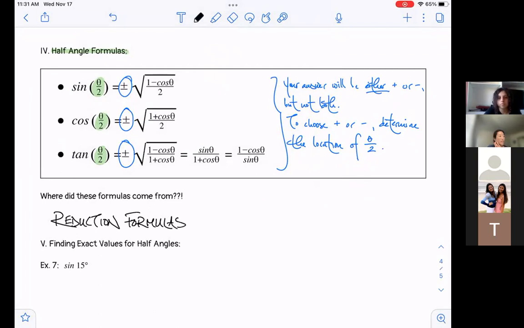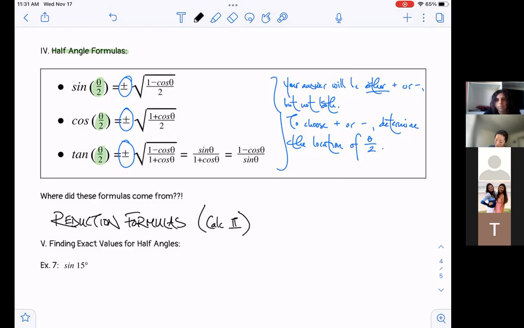All right, these come from the reduction formulas, which again, you will use in Calc 2. I'll tell you what the reduction formulas are, but we won't really see them again until you get to Calc 2. Okay.